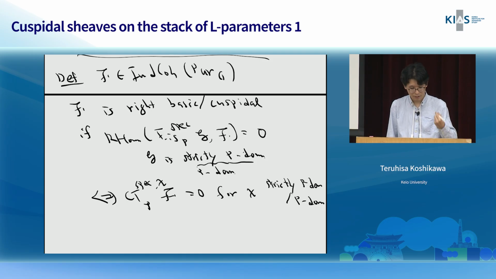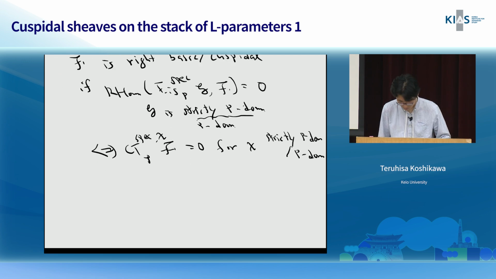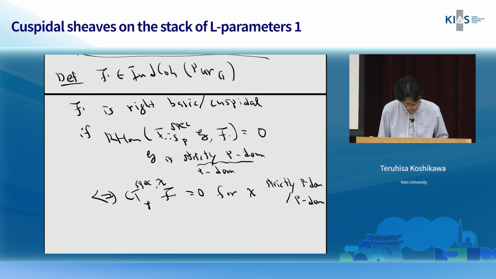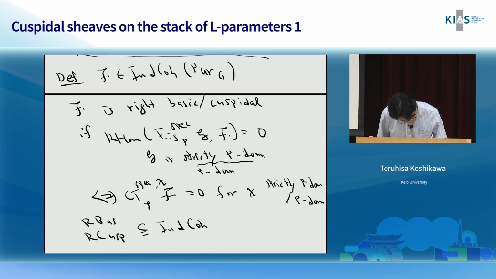And we are basically going to study these cuspidal sheaves. I say right basic, right cuspidal, because there is a kind of dual notion. So, or maybe one notation. Let me write the category by R basic, R cusp inside in the code. So right basic is the one with strictly predominant and cusp.